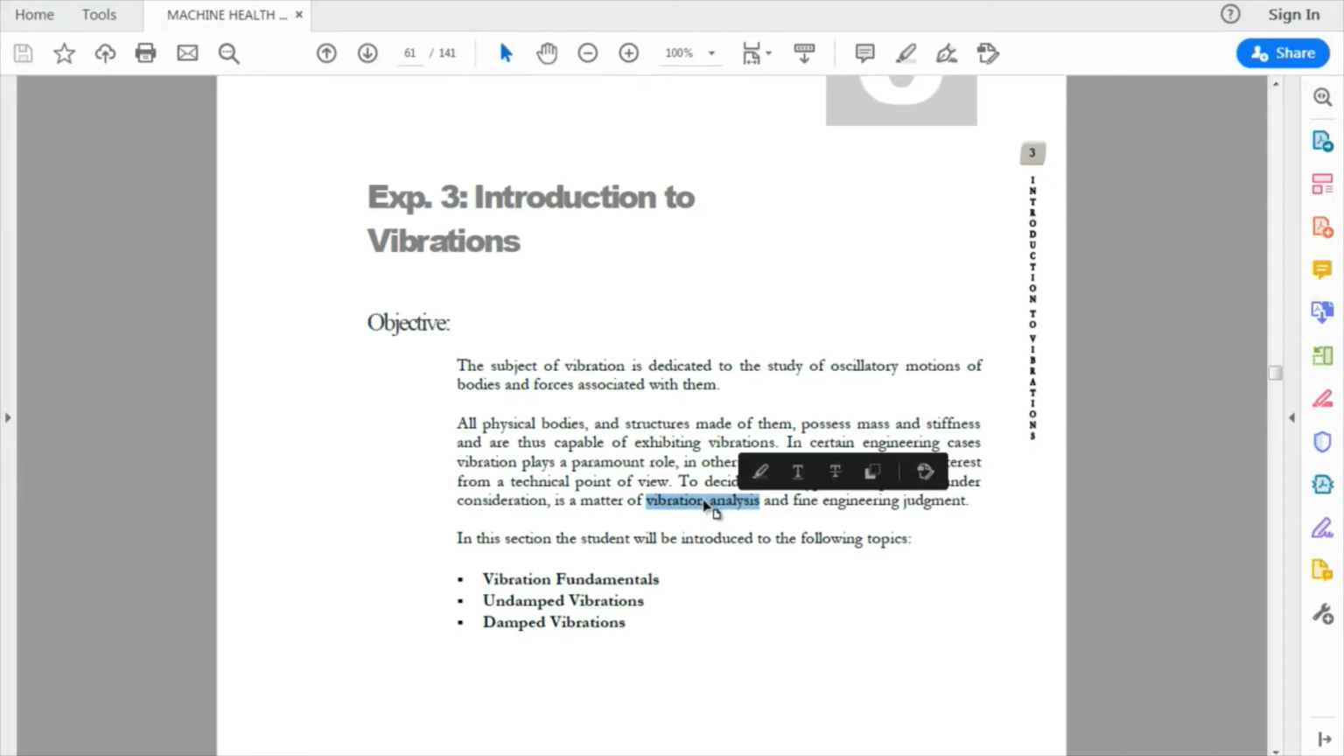And today in this experiment, we'll explore three topics. The first one is vibration fundamentals in general. The second is the case of undamped vibration. And third topic is damped vibration. So we will have the fundamentals and then two types, undamped and damped vibrations.